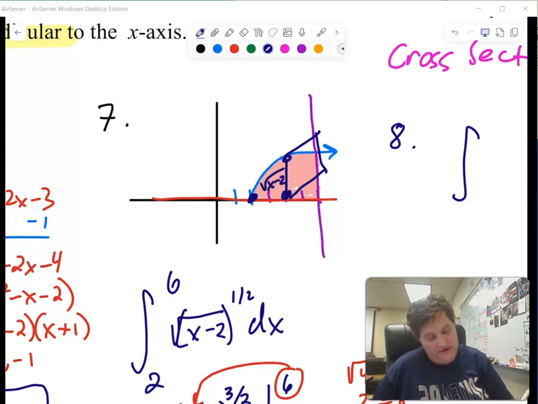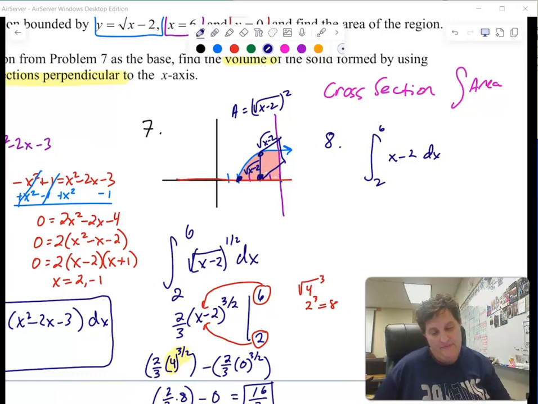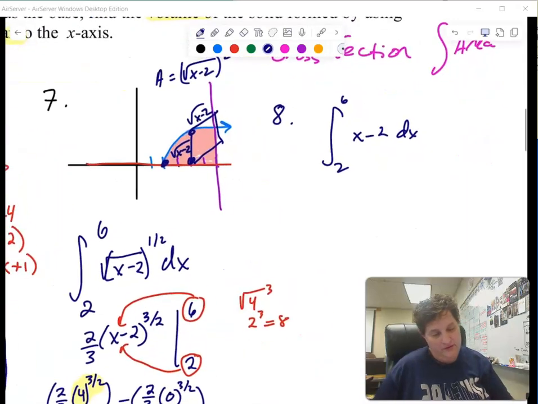It's just square root x minus 2. So the height of the square is also square root x minus 2. So the area of the square is square root x minus 2 squared, which is just x minus 2. This is still going from 2 to 6. So this is a volume with these cross sections.